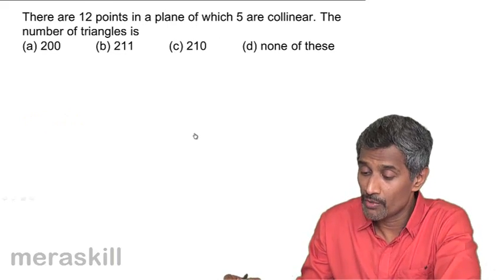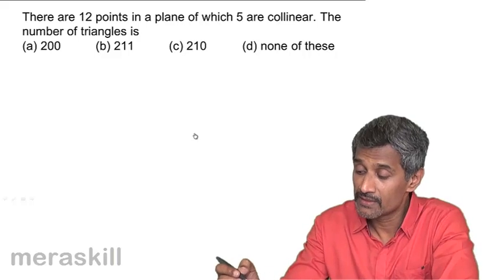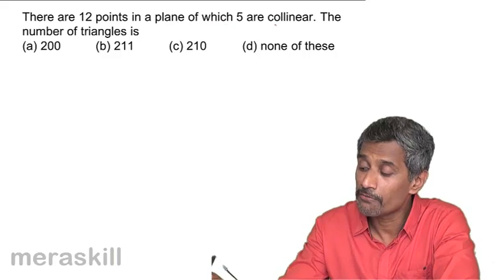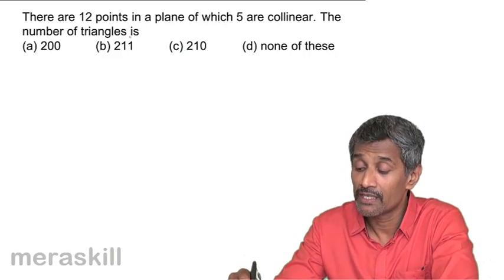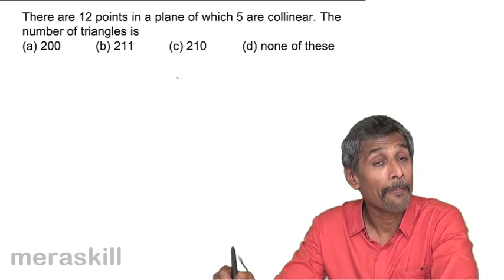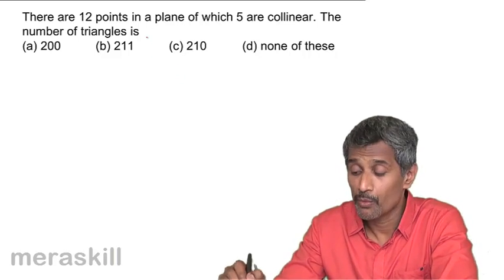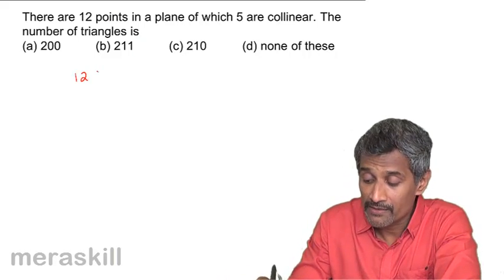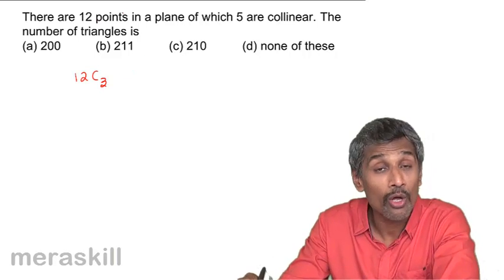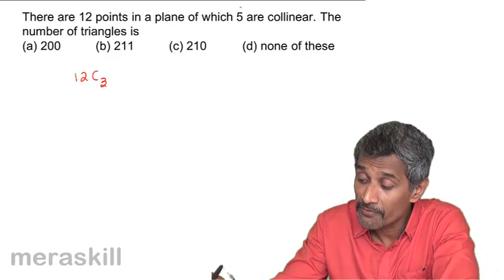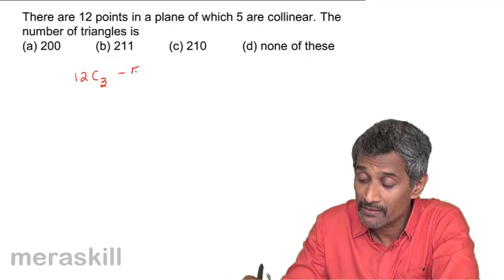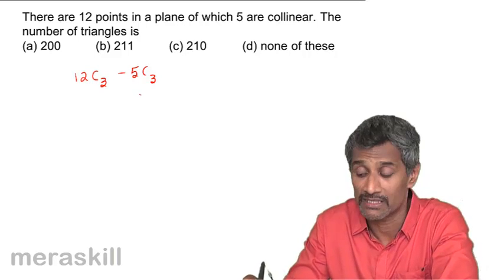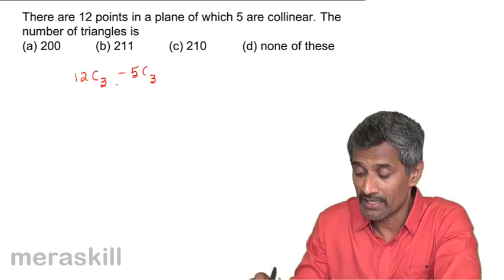Okay, furthermore, this is a little different kind of take. There are 12 points in a plane of which 5 are collinear. The number of triangles is so and so. Now to form a triangle, we need 3 points out of 12. Ideally it's going to be 12c3 provided all 12 are non-collinear, but 5 are collinear, so you have to subtract the 3 chosen out of the 5. So it's basically 12c3 minus 5c3, which will give the number of triangles.